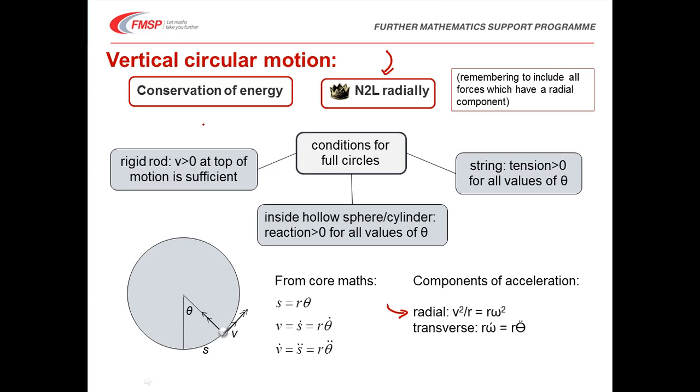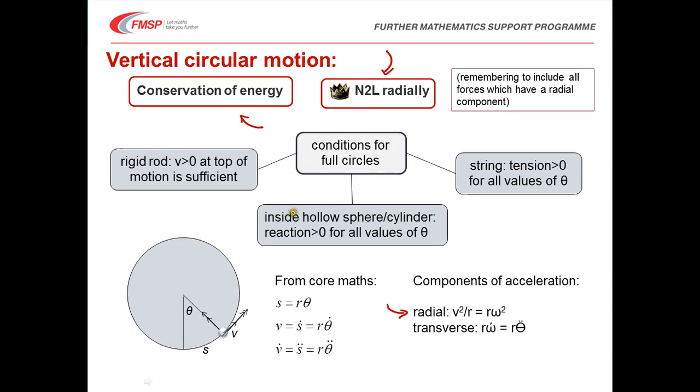But this time we can't use balanced forces because we're looking at vertical circles here. The forces in the vertical direction certainly don't balance. The forces into the plane of the circle do balance, but it doesn't give us any useful information. So what we do use instead is conservation of energy. And again, with vertical circular motion, really these are your two important ideas. So those are the two methods that we're most likely to be using here.